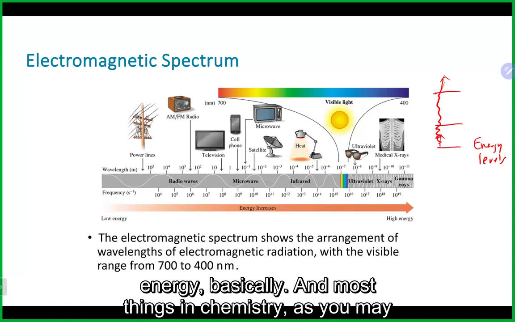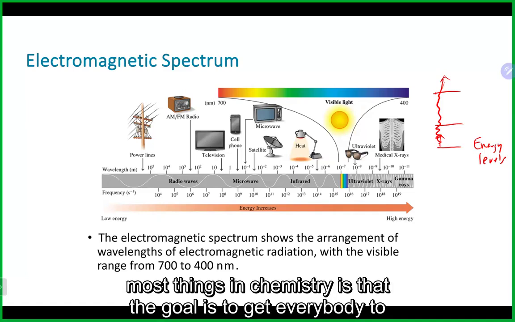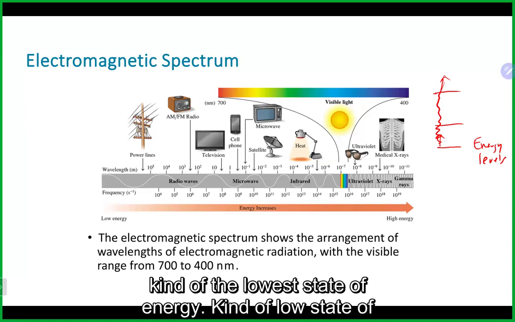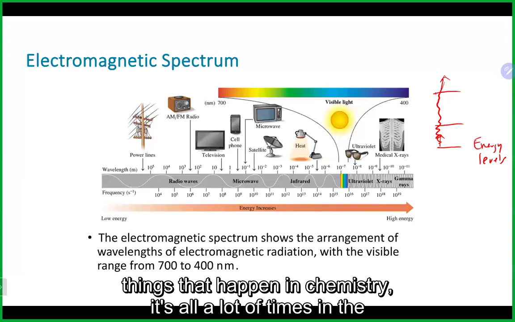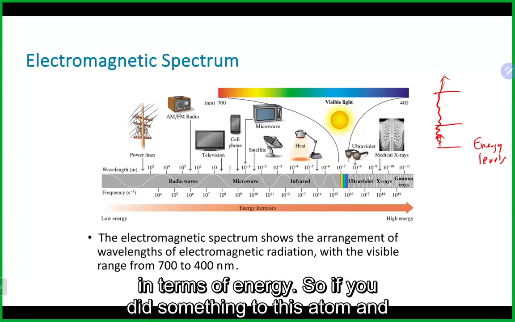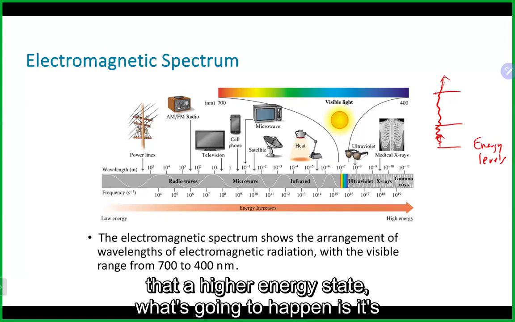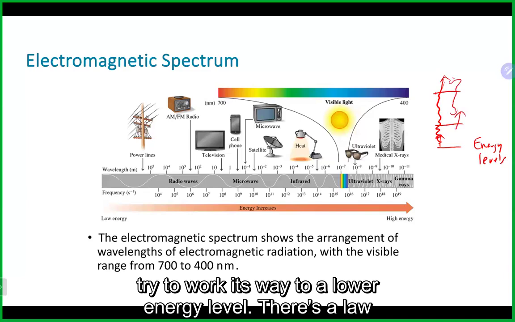Most things in chemistry, as you may know, or if you don't know, let's talk about it, the goal is to get everybody to the lowest state of energy. A low state of energy is the most stable form of energy. A lot of things that happen in chemistry are for the purpose of getting everybody down to a better state in terms of energy. So if you did something to this atom to put it at a higher energy state, it's going to want to work its way back down. This electron will try to work its way to a lower energy level.